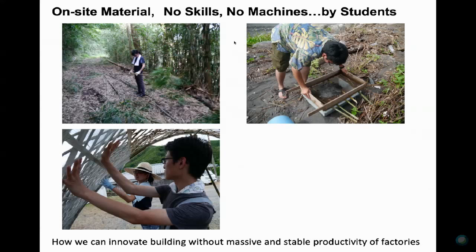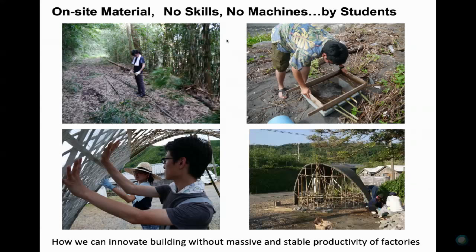How can we innovate a building without a massive labor productivity of the factory? We use wood because wood is everywhere. And wood is very naturally easily made. So we just thought that this concrete shell can be easily made by using bamboo as a reinforcement and as a scaffolding and as a molding as well.